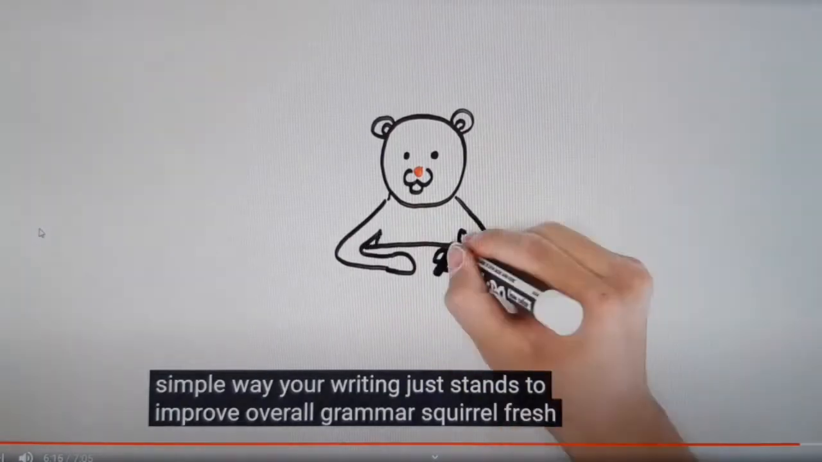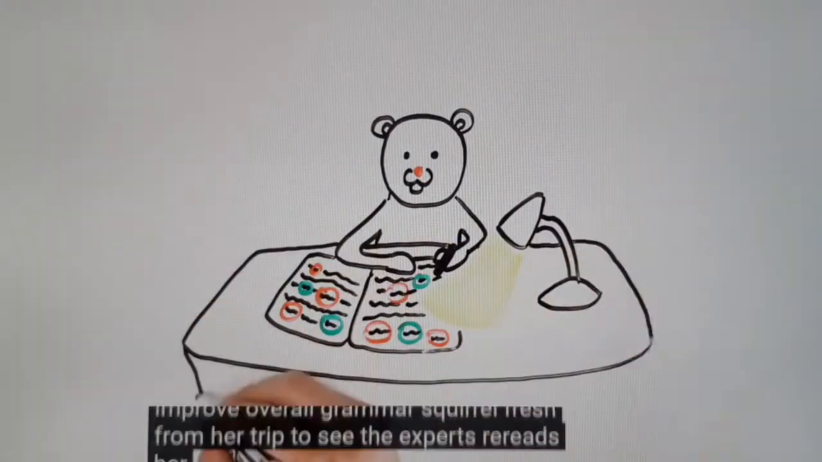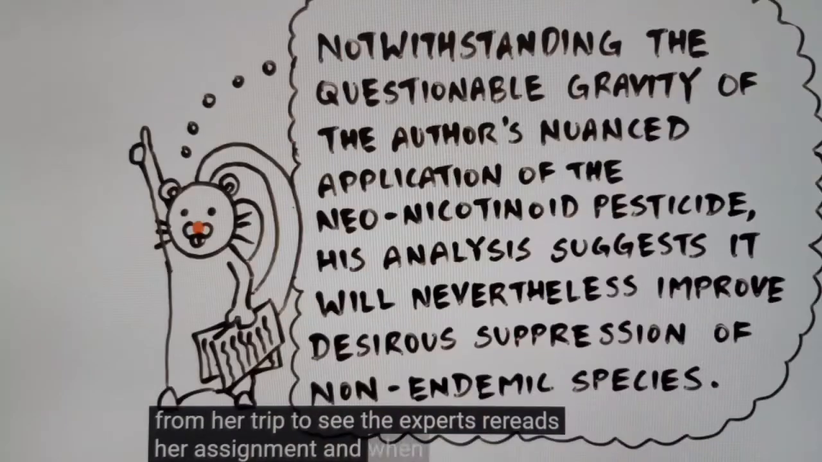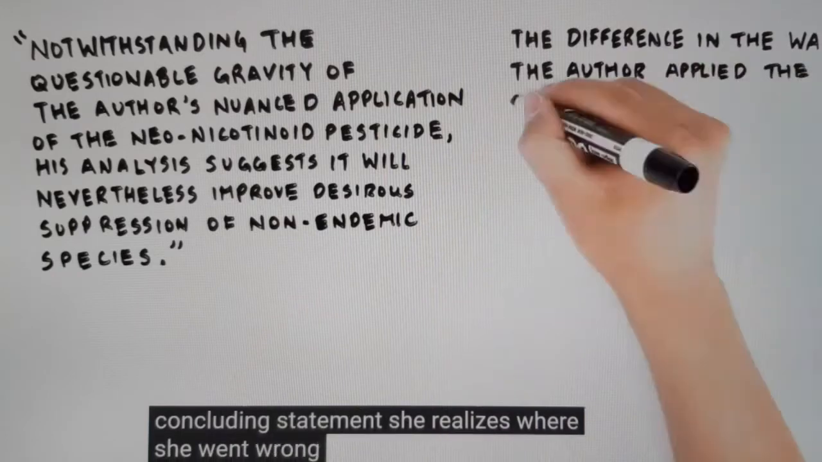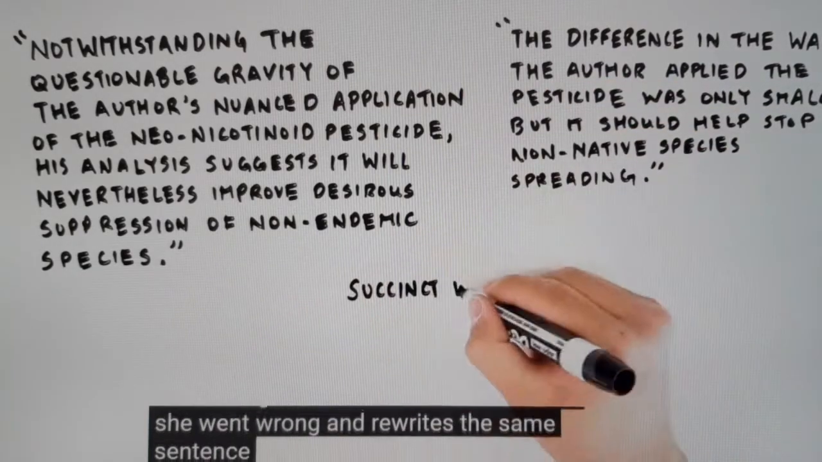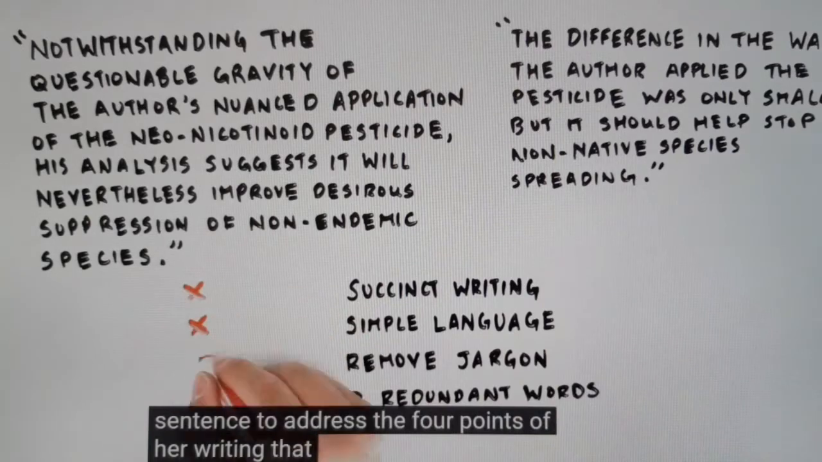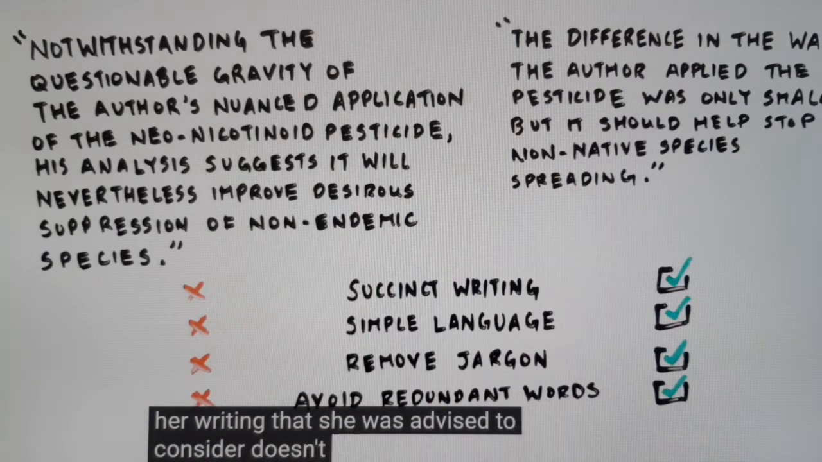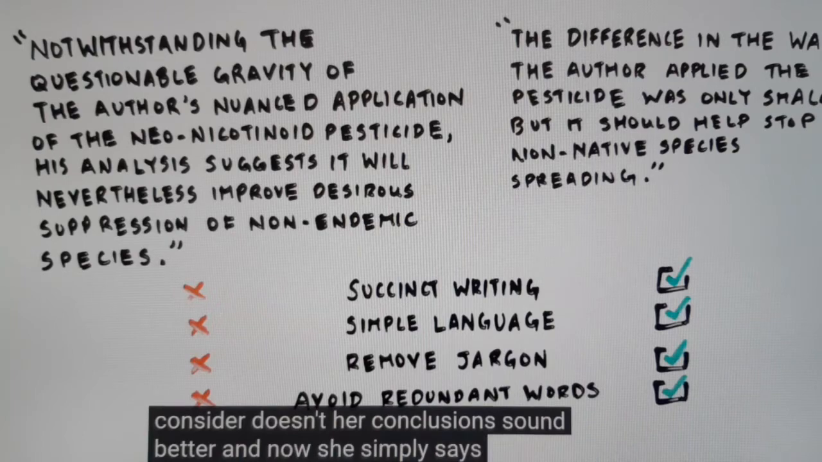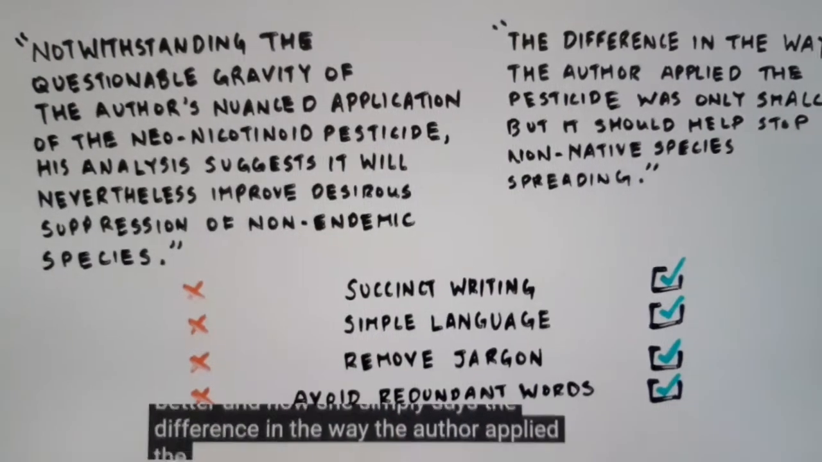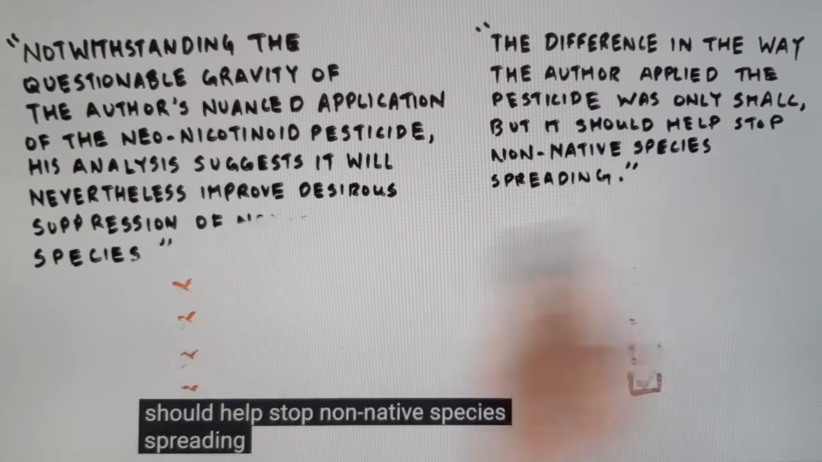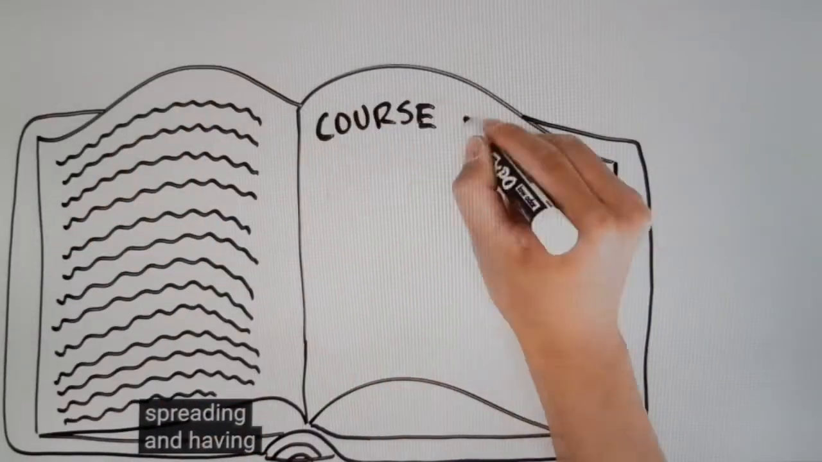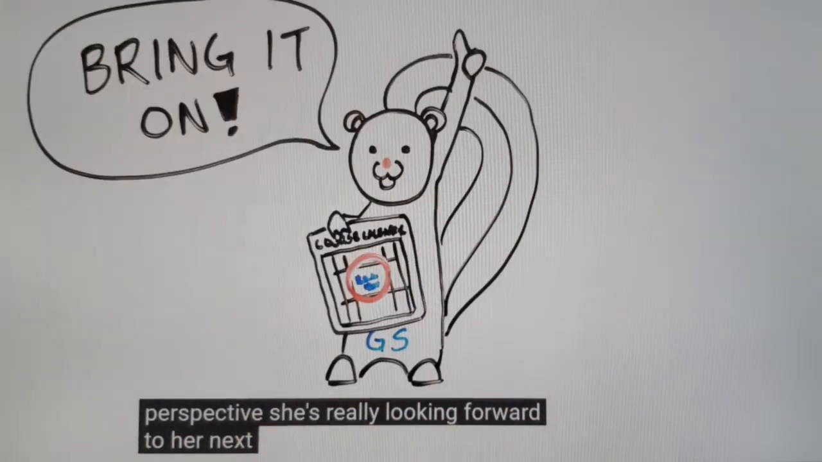Grammar Squirrel, fresh from her trip to see the experts, rereads her assignment. And when she gets to her concluding statement, she realizes where she went wrong and rewrites the same sentence to address the 4 points of her writing that she was advised to consider. Doesn't her conclusion sound better now she simply says, the difference in the way the author applied the pesticide was only small, but it should help stop non-native species spreading. And, having gained this valuable new perspective, she's really looking forward to her next essay.